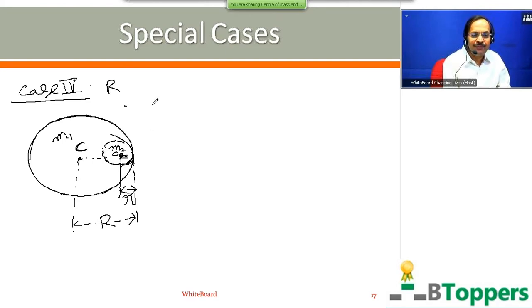As I discussed before, in general, if C1 is center of mass of one body of mass M1, and C2 is the center of mass of another body of mass M2, and C is the center of mass of system of the two bodies, then C lies between C1 and C2. On the line joining C1 and C2, C lies in between C1 and C2.